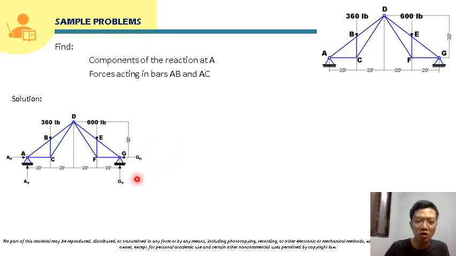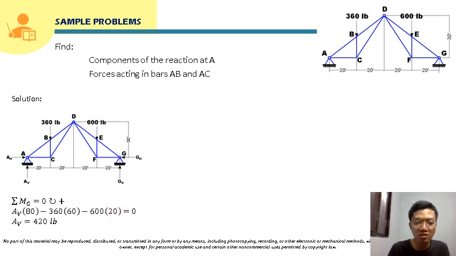Okay, so we can solve for AV by taking moment here at G, since what we need here is just the components of the reaction at A. So that will just be AV times its moment arm, which is 20 plus 20 plus 20 plus 20, so that will be 80. Minus 360, its moment arm will be 60, that is 20 plus 20 plus 20. And then minus 600, its moment arm will be 20, and that will be equal to 0.